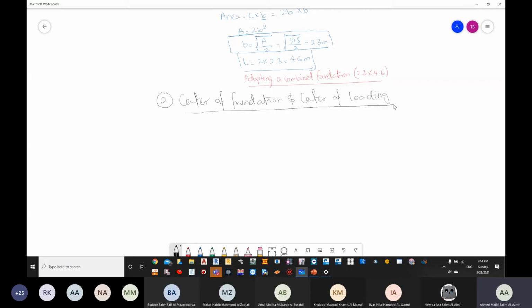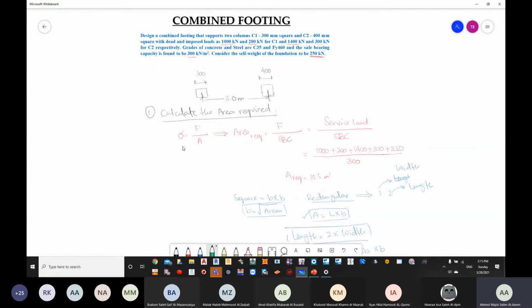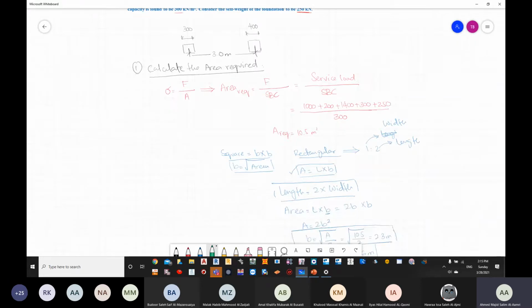Okay. Now, just concentrate here. We have a column which is 300, let's say here. And then I have a column here, this is 400. We have a loading here, which is 1000, and then 200. If you return back to the question, we have 1200 for column number 1 and 1400, 300 for column number 2.